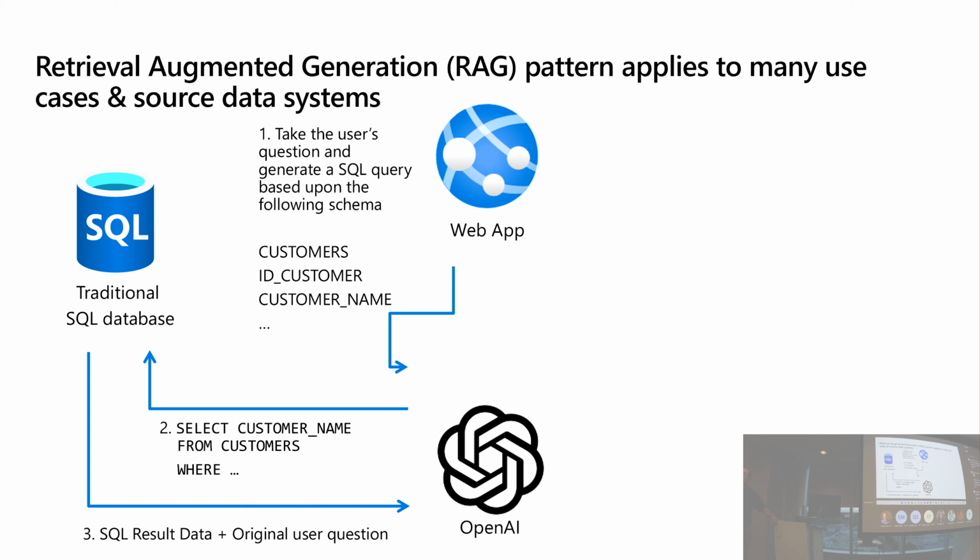Have OpenAI generate a query against the object model, the SQL model, whatever model has the data, pull out relevant data. Now we've got a result set. Along with the user's question, we can concatenate them together, pass it to OpenAI, and generate an answer.